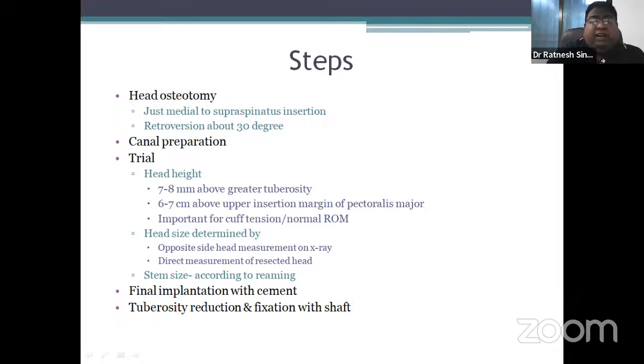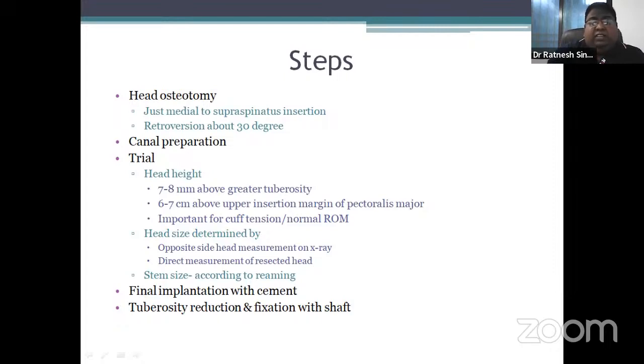Head size is determined by the opposite side head measurement on X-ray, or you can do that on CT also, or if the head is preserved, you can directly measure on the resected head. Stem size according to the reaming, and final implantation with the cement. Cemented hemi is still the gold standard. All the newer implants came up with the uncemented version.